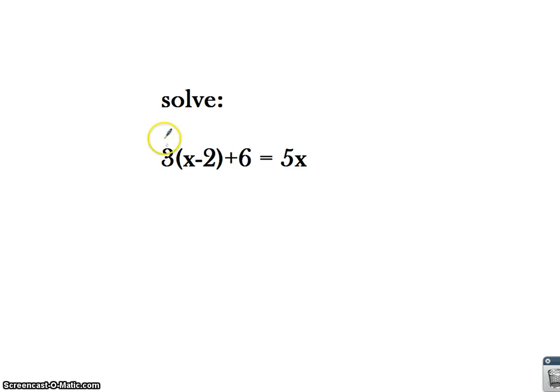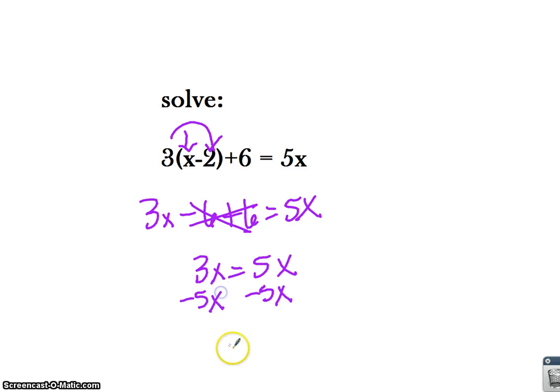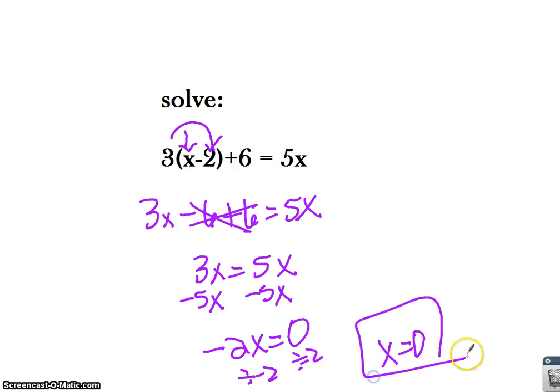To solve this, you're going to distribute your 3 and get 3x minus 6 plus 6 equals 5x. Your 6's are going to cancel, and you have 3x is equal to 5x. You need your x's on the same side. Move your 5x. 3x minus 5x is negative 2x. Everything's gone, so you put a 0. Divide by negative 2, and you get x is equal to 0.